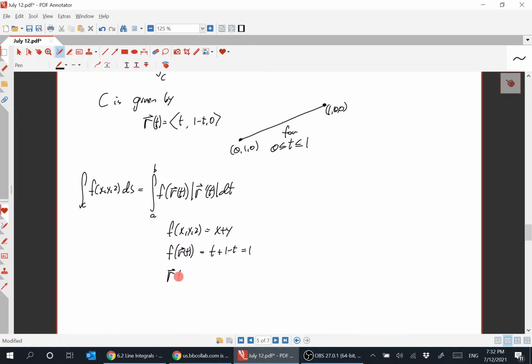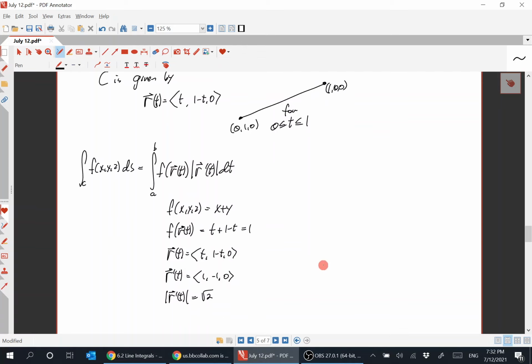And then r of t is t, 1 minus t, 0. So r prime of t, the derivative, is 1, minus 1, 0. So the length of r prime of t is just a constant, square root of 2. For lines, the length of r prime is always just a constant, square root of 2 in this case, which turns out to be just the length of that line. Okay, and then a and b are 0 and 1.